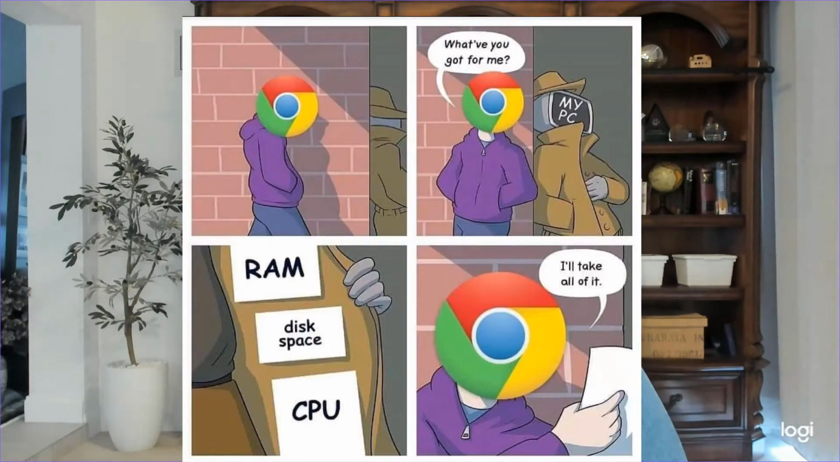Now, there's two reasons. Number one, Chrome uses resources. How many? All of them. It doesn't matter. It wants all the RAM, all the CPU, it would seem. Edge, on the other hand, does a better job.